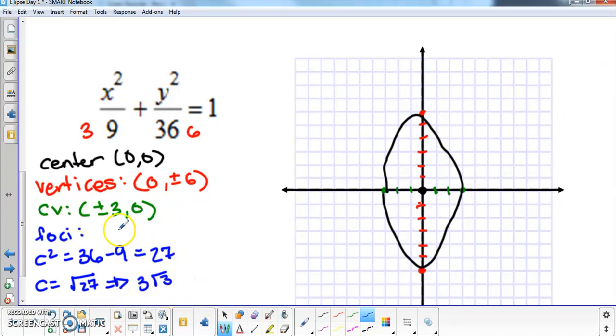Okay? So for my foci, those are always on whichever is my vertex one. So this is my major axis, so it's always going to be on the same one as this one. This one is changing on my y, so I'm going to keep the x coordinate the same, and I'm going to go plus or minus 3 square root 3. So it's plus or minus my c away from my center.